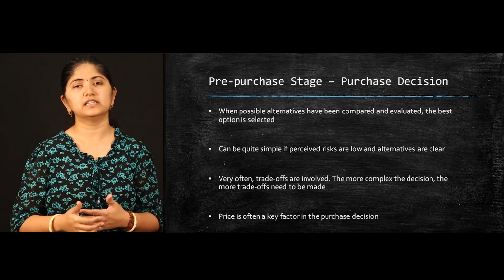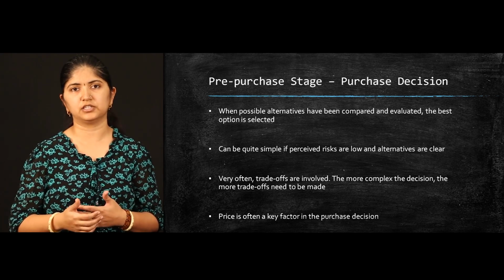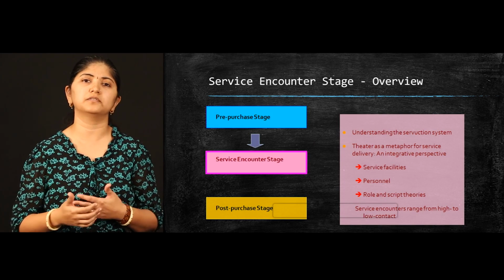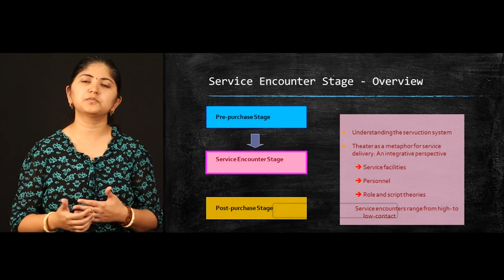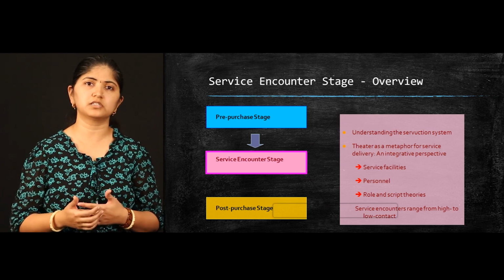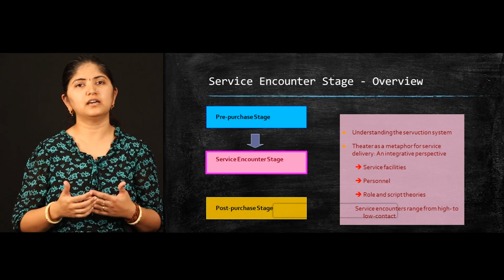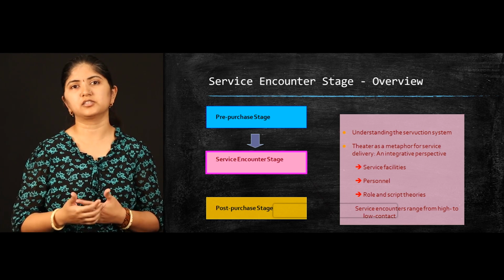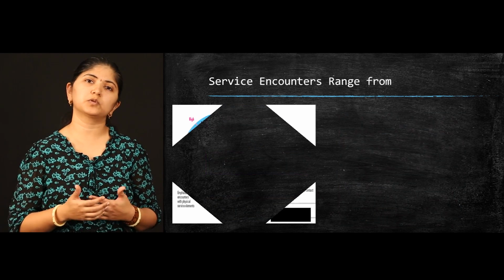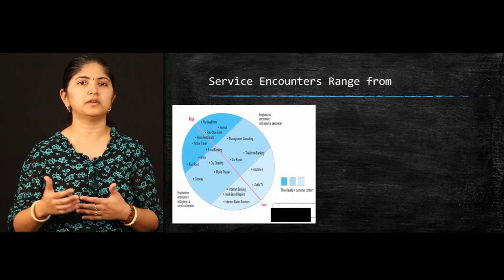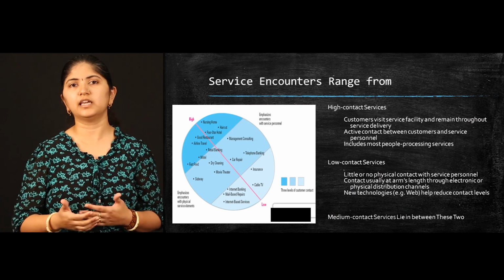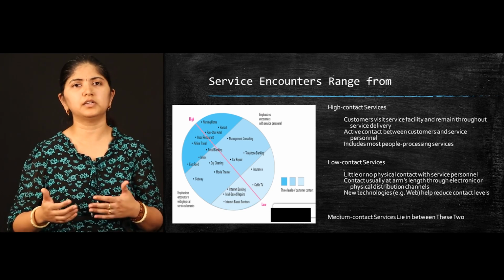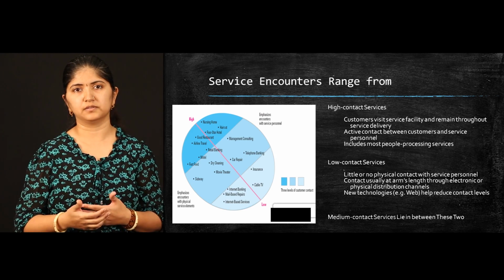Now we move towards the second stage, the service encounter stage. The customer has entered the premises. He is already in consumption of the services. In the service consumption stage, we'll be studying the servuction system, the theater metaphor, and high and medium and low contact services. First, look at contact services. Contact between the service provider and the customer varies from high, medium, and low. A customer may be thoroughly engaged in the service encounter, he may not be engaged at all, or he may be involved at a medium level.